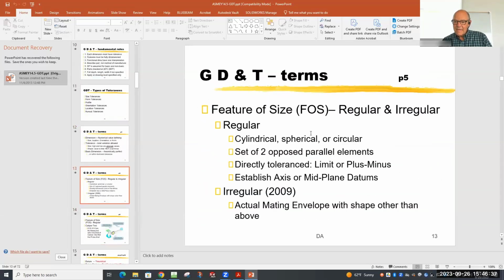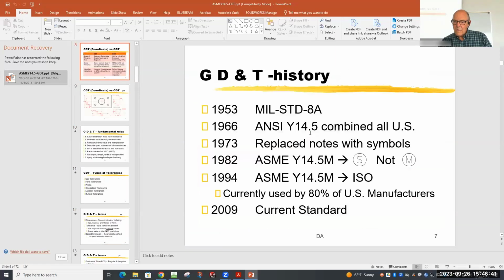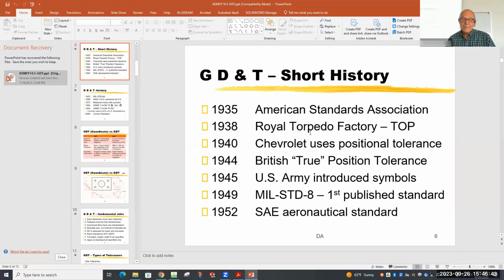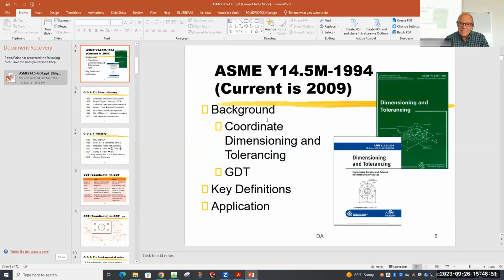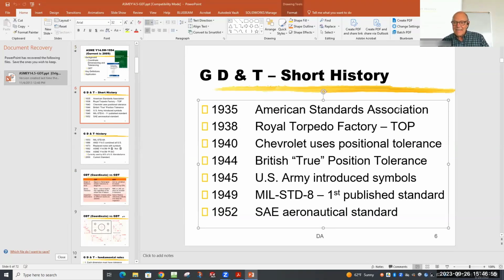I've got a little history here. One of the reasons I do this is because when I do training, people sometimes say, oh, that newfangled geometric tolerancing stuff. 1935 is when the first standard was developed for technical graphics. It didn't have any geometric controls, but the key thing here is the Royal Torpedo Factory.